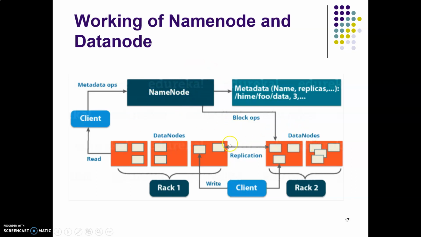Here we have the data nodes, and by making use of the name node's metadata, names, replicas and so on, he fetches all the information that is required. When the client is trying to read, he reads it and the output is given to the client. And if the client is making a write operation, then the data node is written first and the replication is done in the second rack of the data nodes, as we can see here.